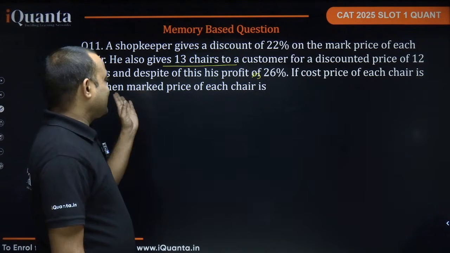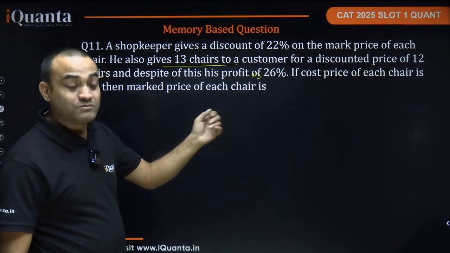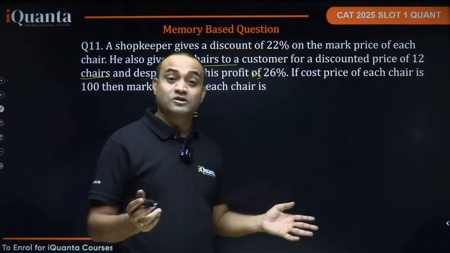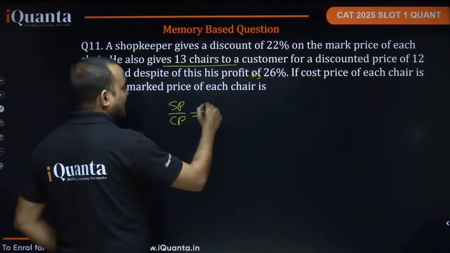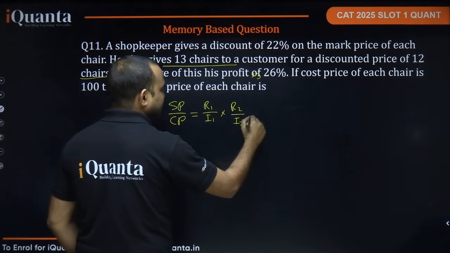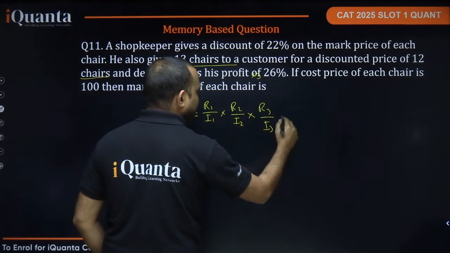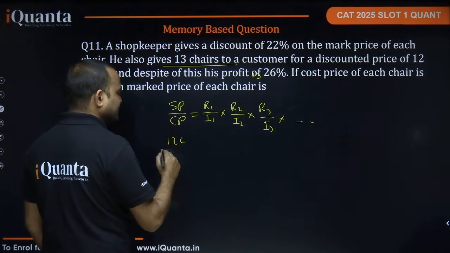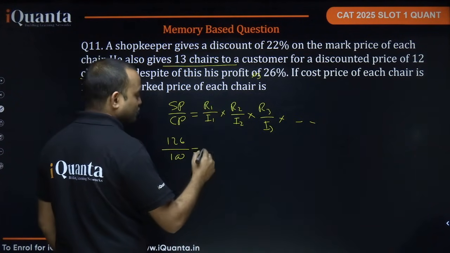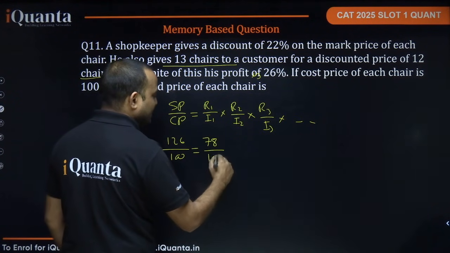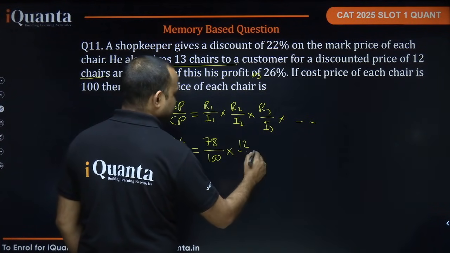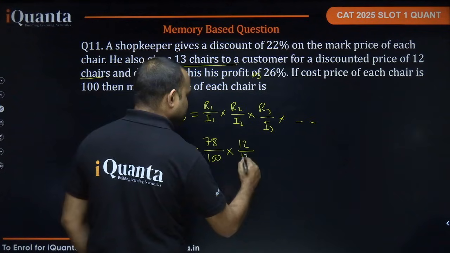If my selling price is 26% more than cost price, we can directly use this relation that we have used in this profit loss topic again and again, that SP upon CP is return upon investment. Return upon investment in the second case, return upon investment in the third case, and so on. So SP is 126, CP is 100. Return in the first case, when discount is 22%, means 78 is the return when 100 is invested. Return 13 and 12, so we are getting return of 12 chairs when invested 13, right?